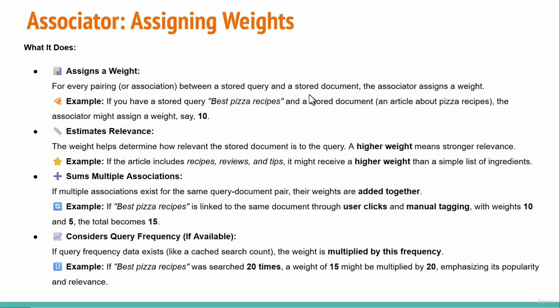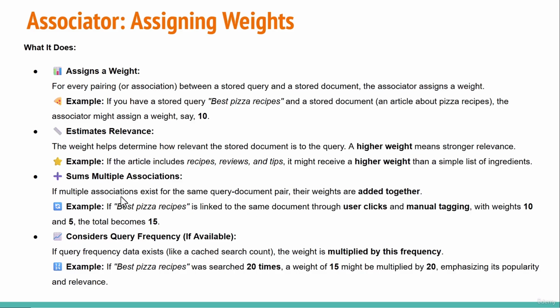Assigning weights. The associator assigns a weight to every pairing between a query and a stored document. Let's say your stored query is best pizza recipes and the stored document is 10 pizza recipes. The associator assigns a weight of 10. This estimates the relevance, how relevant the document is to the query. The higher the weight, the stronger the relevance. If the article contains recipes and reviews, it will receive a higher weight because that aligns with the user's intent compared to another website that only has a simple list of ingredients.